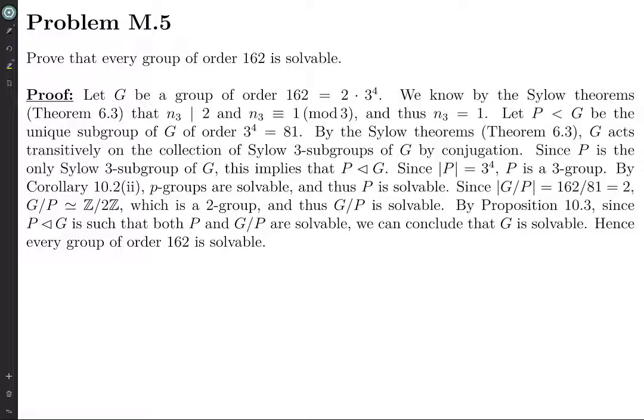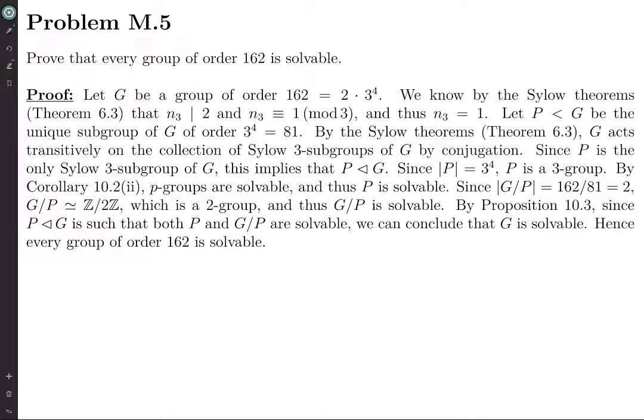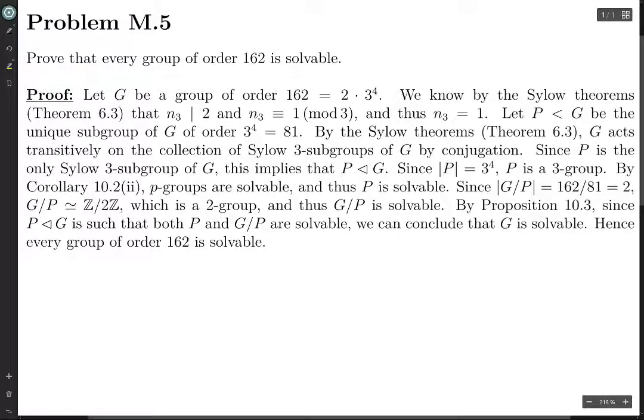So the size is 3 to the 4th, so it's a 3-group, obviously. Now, by corollary, I don't know, p-groups are solvable for any prime p. And whenever I state these theorems here, it's always obvious what the theorem's supposed to be. So here, the corollary is obviously that p-groups are solvable. And so this P here is a p-group. It's a 3-group, and 3 is prime. So it's a p-group, so it's solvable, and so P is solvable.